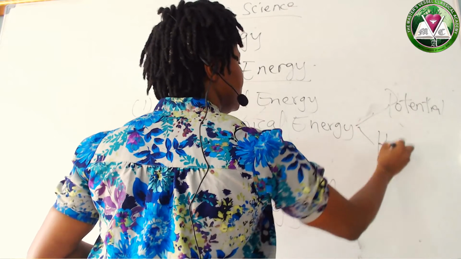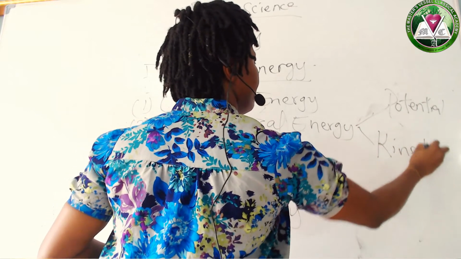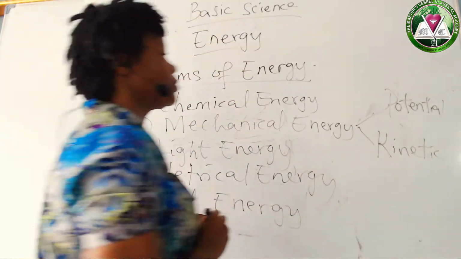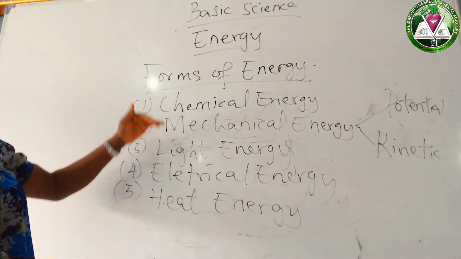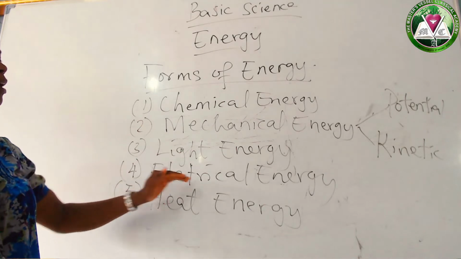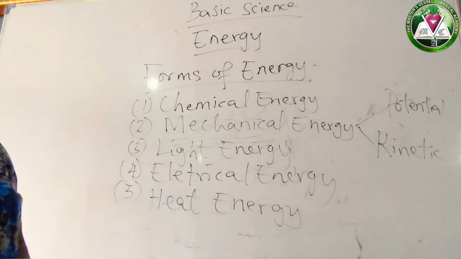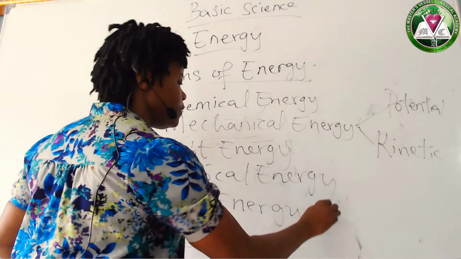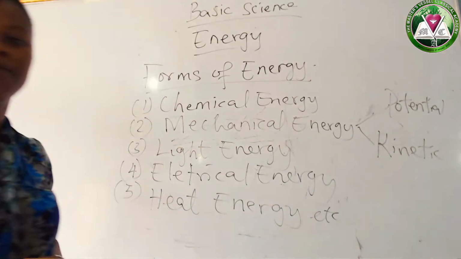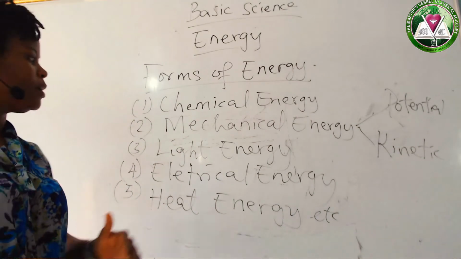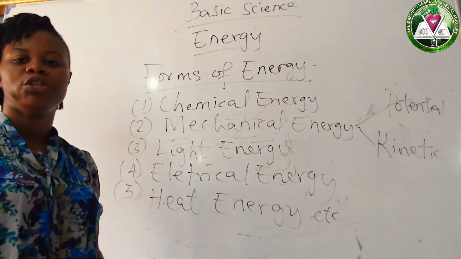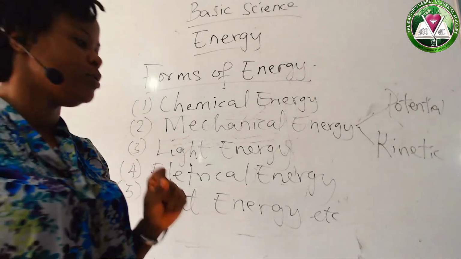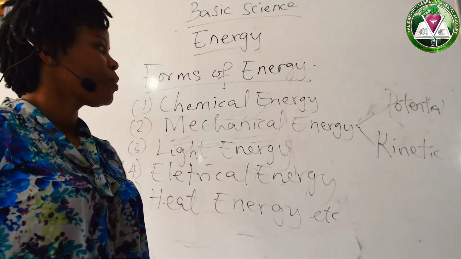and kinetic energy. Potential and kinetic energy. Light energy, electrical energy, heat energy, etc. There are a lot of them. But now I'll give you just five forms of energy. Now we'll be dwelling on the mechanical energy, because this energy we use in our day-to-day activities.